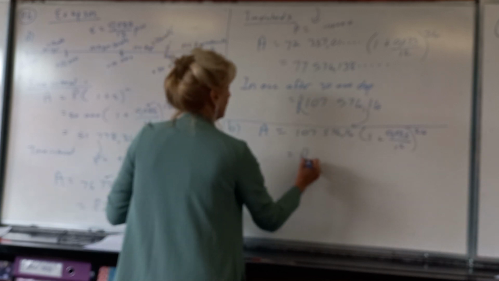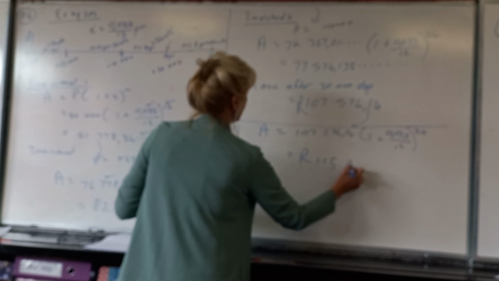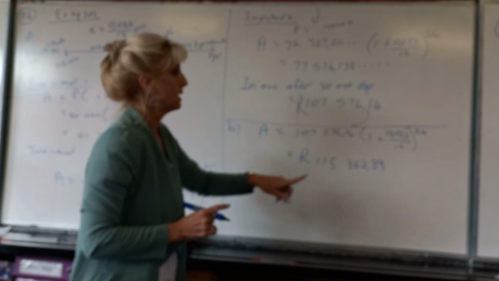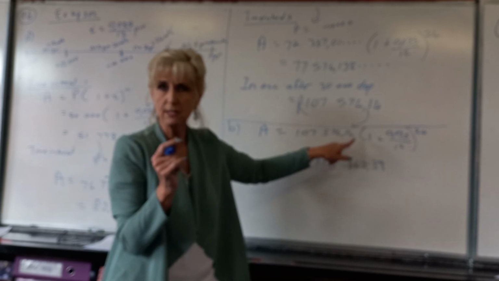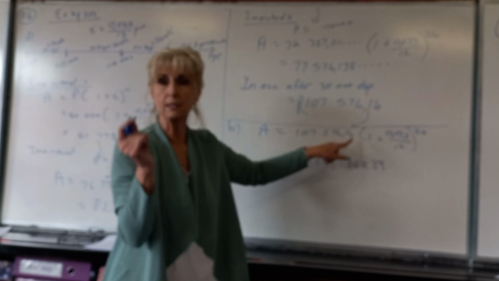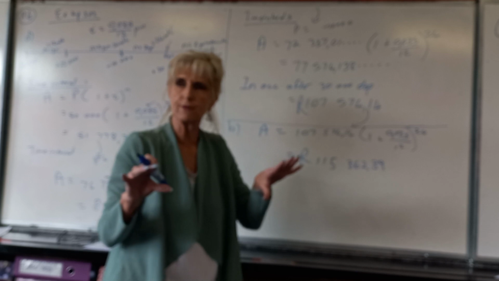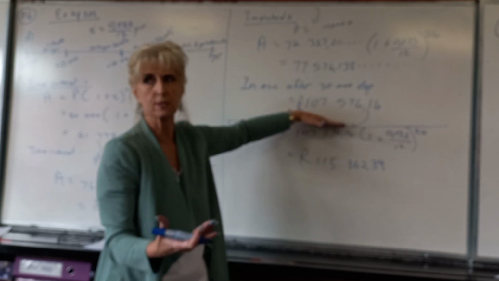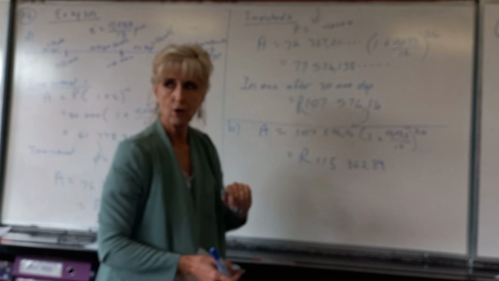Answer please. 105 362,39. Agreed? So the 39, would it have differed if I didn't round this off? It might have. It didn't have to, but it might have. But the reason we do round off is if the question says find out after the 5th year how much money is in there, we will give them an answer in cents. Alright, so that's the final answer.